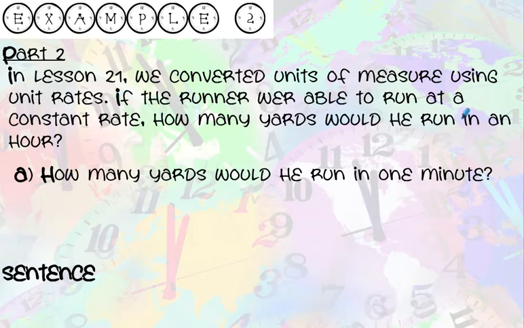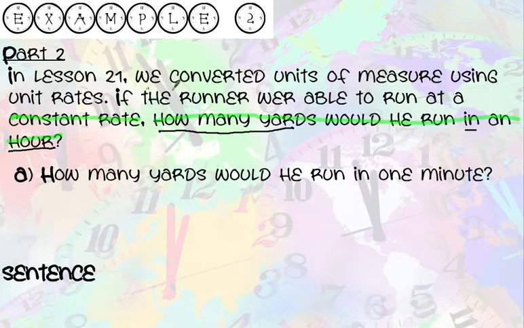So if the runner were able to run at a constant rate, which is important, it means no matter what point of the race they're in, they're running at the same speed. And that speed we said was 9 and 43 hundredths yards per second. How many yards would he run in an hour? So we want to know how many yards in an hour, meaning 1 hour.